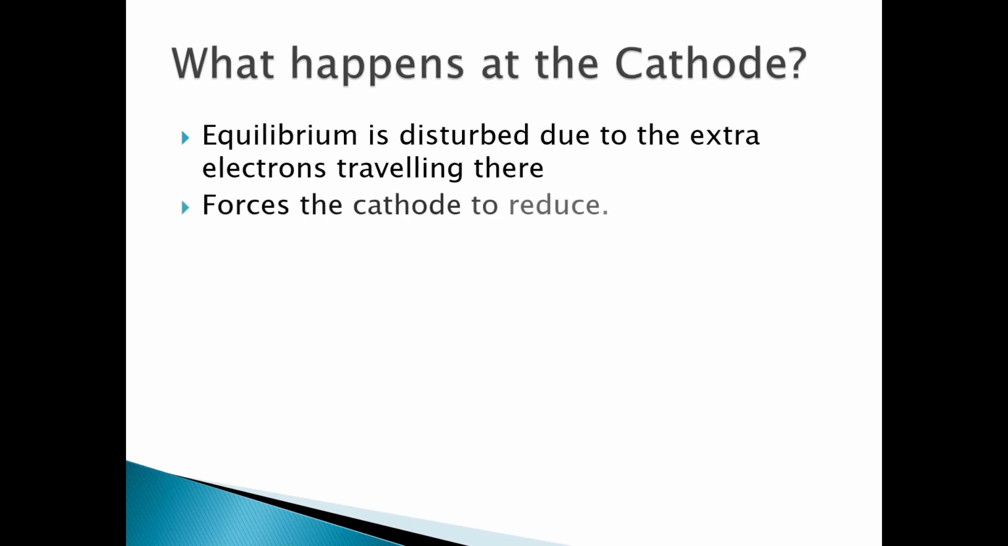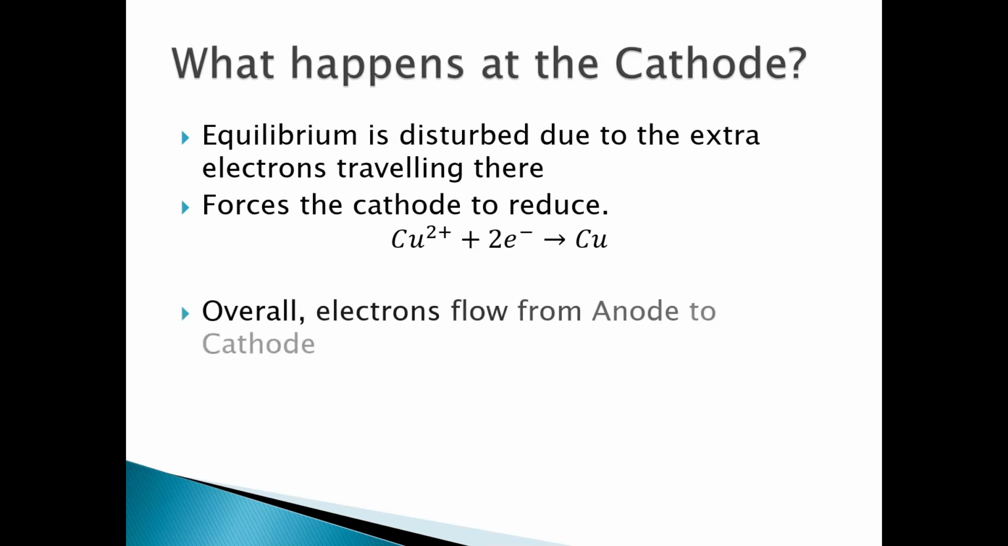Okay, this forces the cathode to reduce because you have a bunch of extra electrons going there. So we've determined that this is the reduction reaction, so that's going to happen at the cathode. And because of all the extra electrons, the copper ions that are in solution can absorb the electrons, and then they can become solid copper, which ends up getting placed on top of the copper electrode. Now overall, the electrons flow from the anode to the cathode at this point.